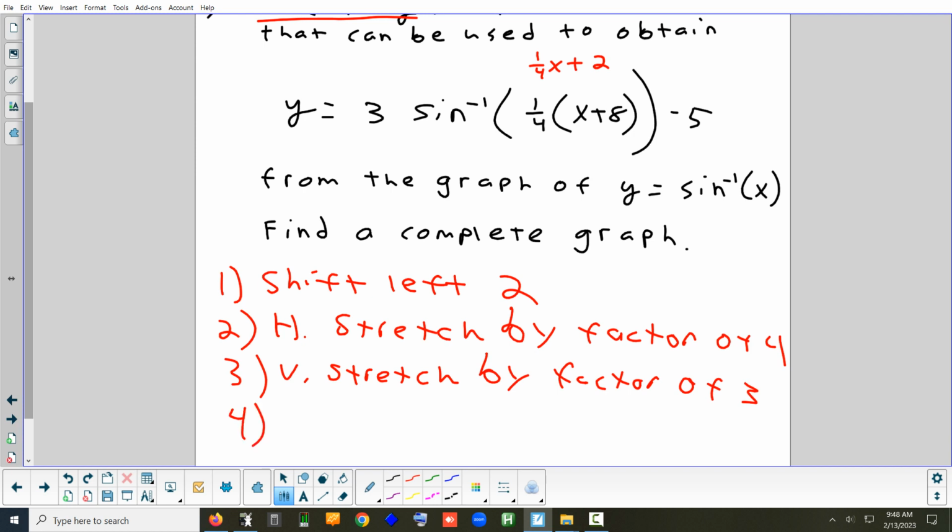And what about the -5? Yep. Right, normal. Negative is down. Shift down 5. So that's how you identify the transformations.